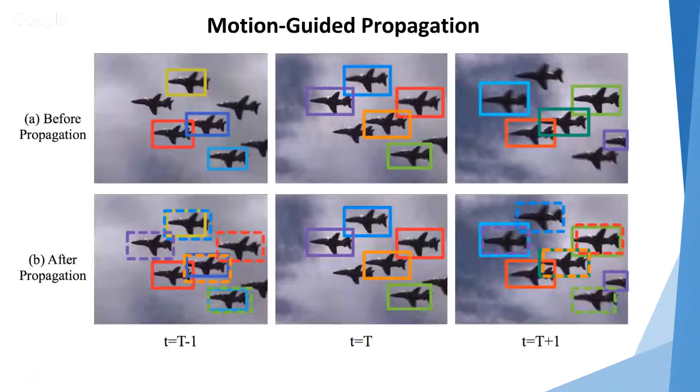After that we have the motion-guided propagation. This is made to give temporal information inside the single-frame object detection. As we can see, before the propagation and after the propagation, the main aim is to propagate the detection from one frame to the nearby ones. So we can also find, as in this example, the airplanes that weren't found in the previous frame. This shares the blue one and the violet one, and so it gets the red one from T plus one, and so we can share all of them.